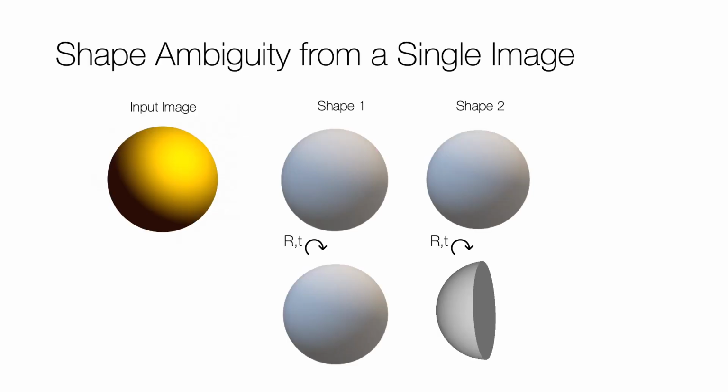However, there is shape ambiguity when learning to predict shapes from a single image. Infinite 3D shapes can explain the same 2D image. For example, consider the input image on the left. There are infinite shapes that can explain the input image, 2 of which are shown in the second and third column.